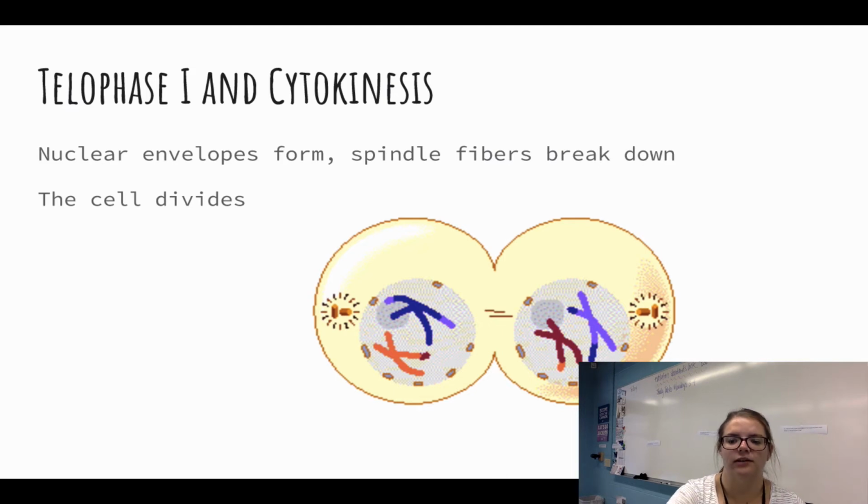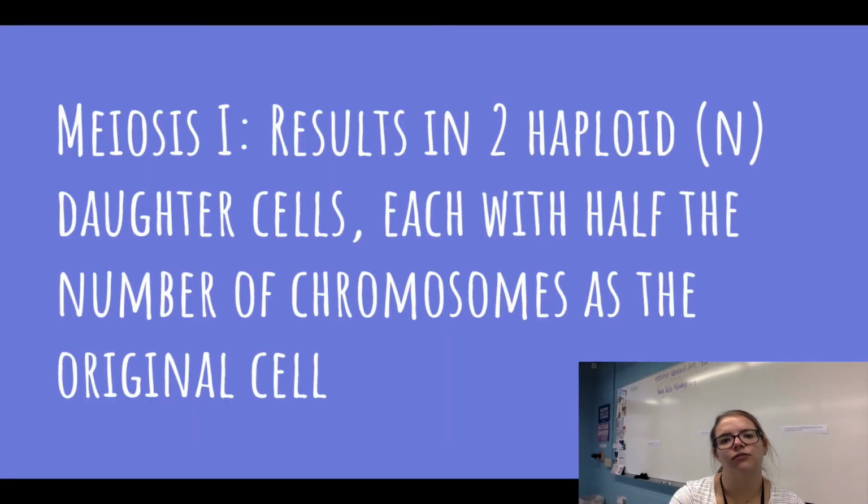That's meiosis 1. All right, and so we went from a cell that was diploid, right, that had 2 sets of chromosomes, to a cell that is now haploid. So these new cells have half as many chromosomes as the parent cell had.